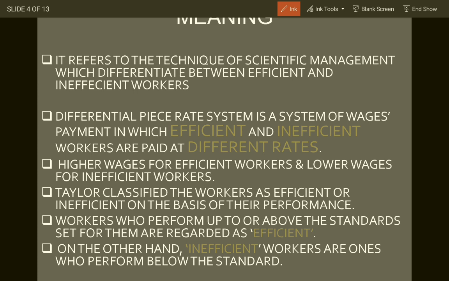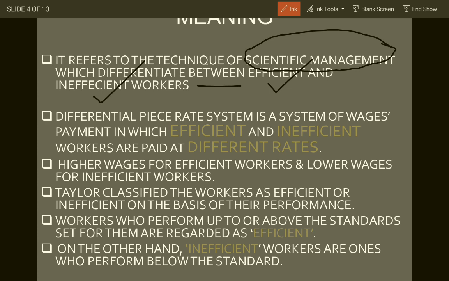So let's start with the meaning, students. It refers to a technique of scientific management. This is scientific management, because in this technique some scientific methods, some scientific tools and techniques have been used. Why? See, according to the outcome, wages are paid. There he has used a formula, based on science, which differentiates between efficient and inefficient workers. He said efficient and inefficient workers should be differentiated on the basis of the mode of payment.